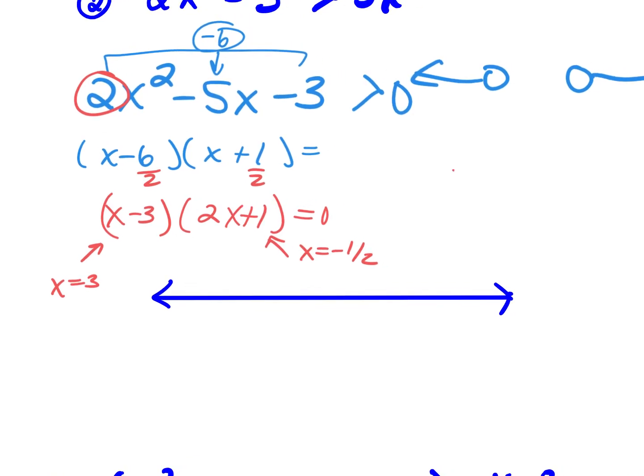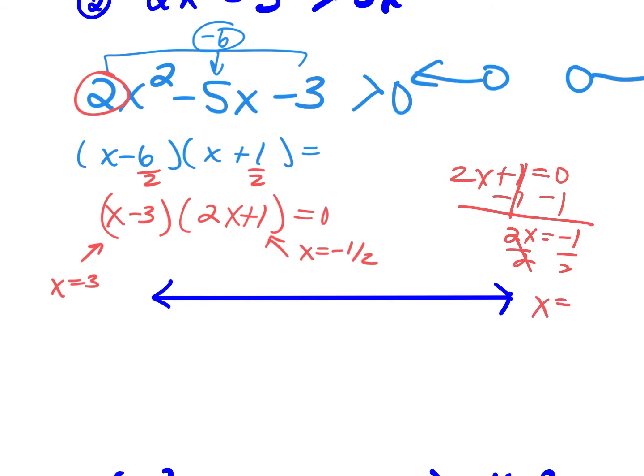I have 2x plus 1 equals 0. So subtract 1 from both sides. 2x equals negative 1. Divide by 2. And x equals negative 1/2. And then the other one, x minus 3 equals 0. You just add 3 to both sides.